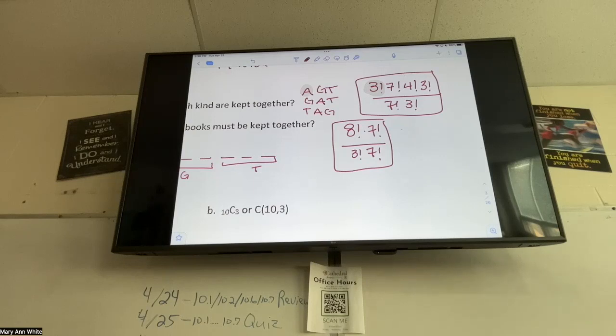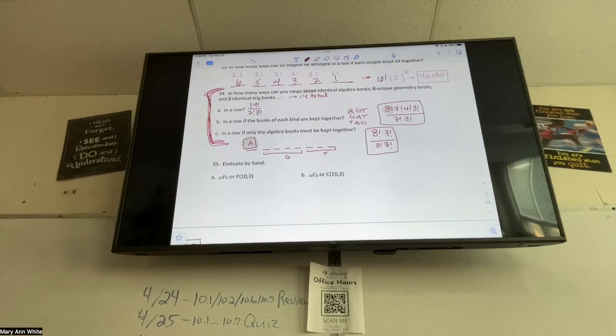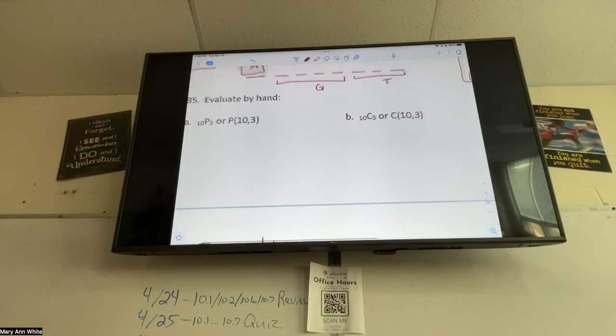I know these are kind of funky, but we're thinking about how many ways there are to rearrange, and then we always divide off my repetition. How many ways to rearrange? Divide off your repetitions.